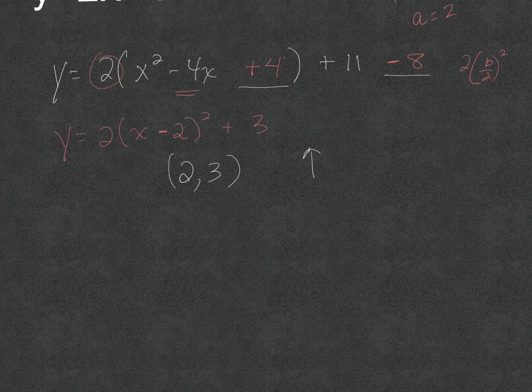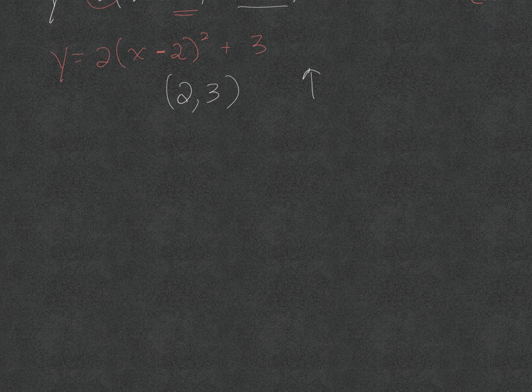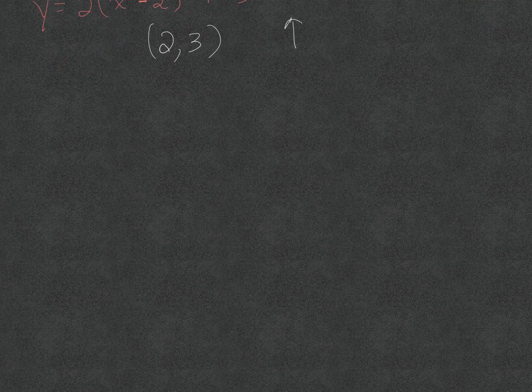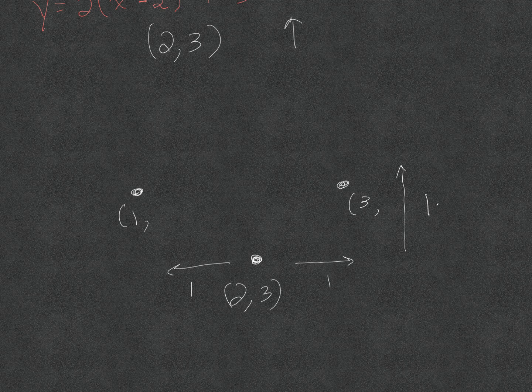Okay, now we've got the 2, 3, right? So let's start at the 2, 3. We're going to make a point. We're going to find the next 2 points. I'm going to go over to the right 1, left 1. My next point is definitely going to be, if I go to the right 1, that's 3. If I go to the left 1, that's 1. The x-coordinates.